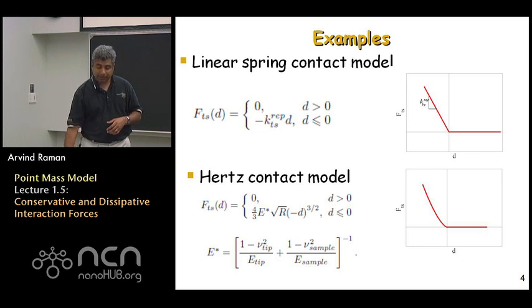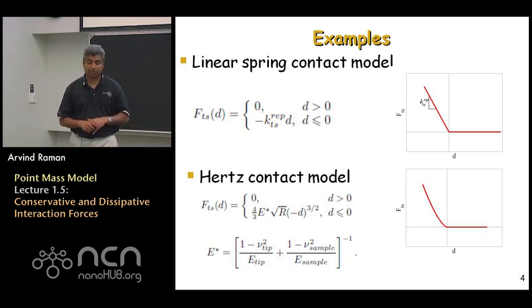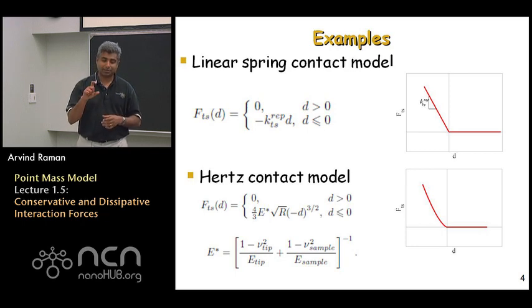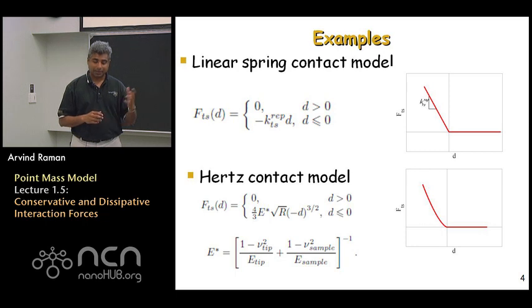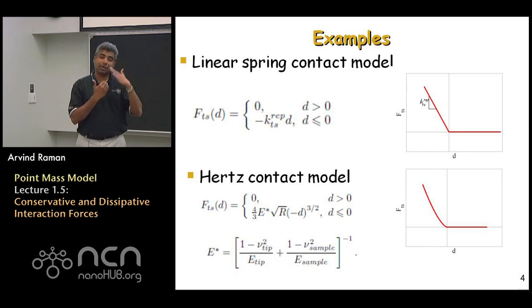We show in the next slide some examples that you may have come across already in part 1. The first is a linear spring contact model. This is if you were to model the sample as another spring, in this case with a spring constant K_rep, for whenever the gap d is less than 0. So remember, when the gap d is less than 0, you're in contact and you're indenting the sample. And when gap d is greater than 0, there's a separation between the tip and the sample. So in this case, there is no force.